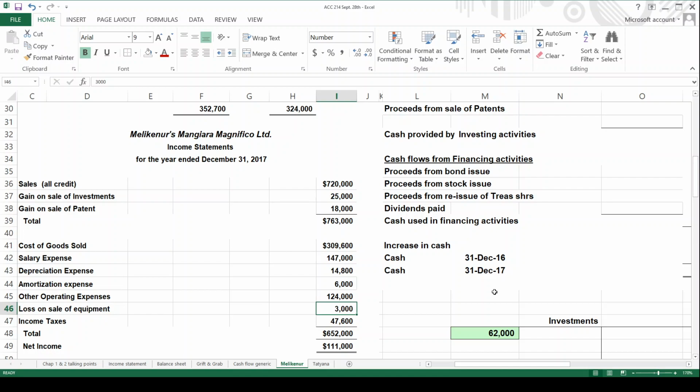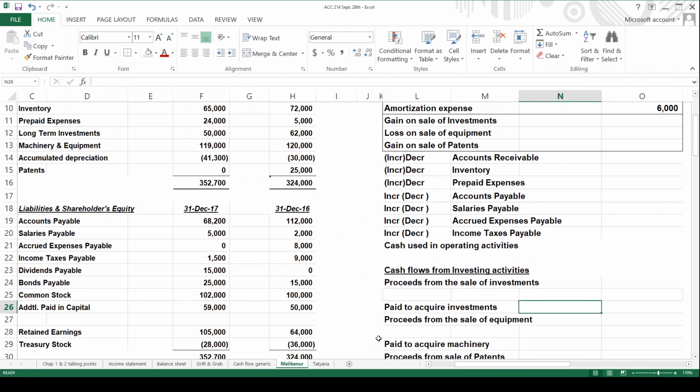So we want to get these out. What would our net income be if we didn't have those two gains? It would be less, right? So we subtract those. What would our net income be if we didn't have this loss? It would be more. So we're going to add it back. All right, so let's go back up here. Gain on sale of investments, which was what, 25,000. Take it out. Gain on sale of patents, I believe that was 18,000. And loss on sale of equipment, we're going to add back, and that was 3,000. Those are your non-operating gains and losses.